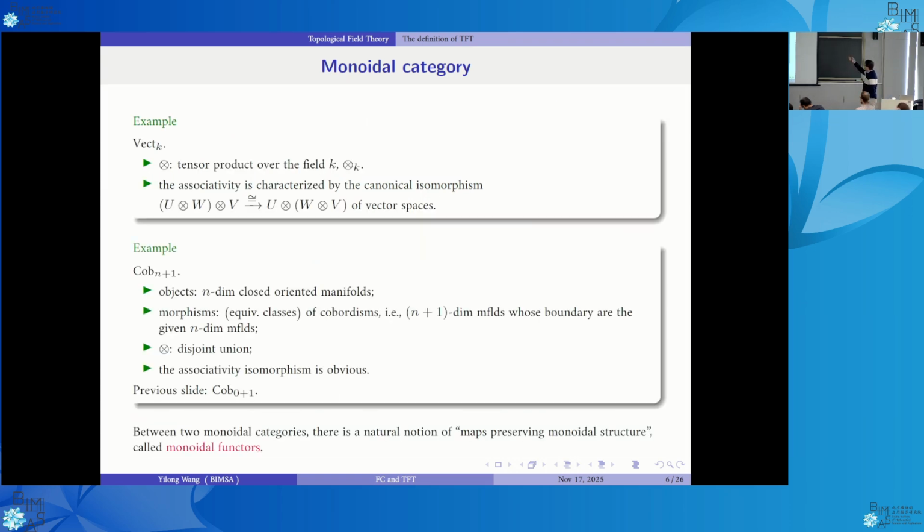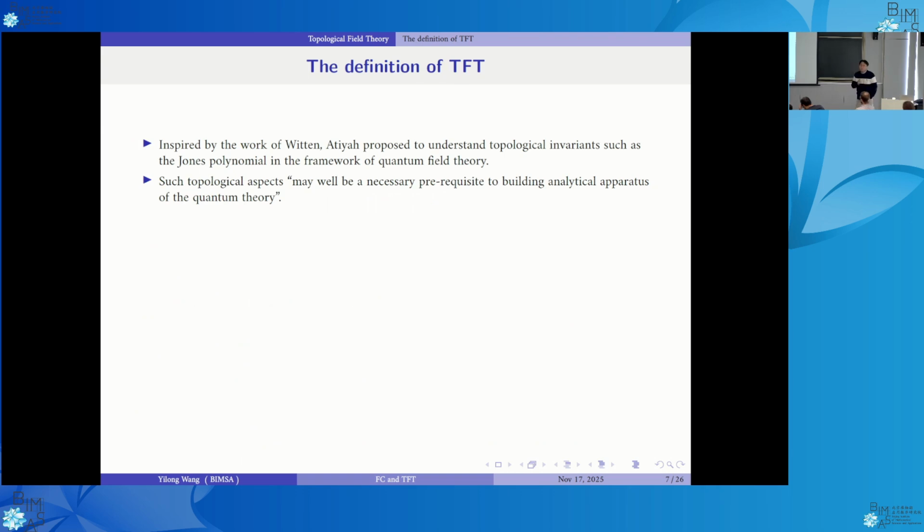And between two monoidal categories, there is a natural notion of maps between them preserving monoidal structure. These maps, or rather functors, are called monoidal functors. And now we are ready to state the definition of topological field theory, or topological quantum field theory.